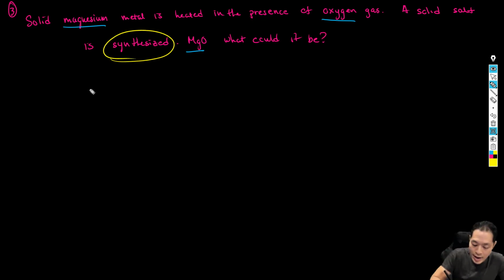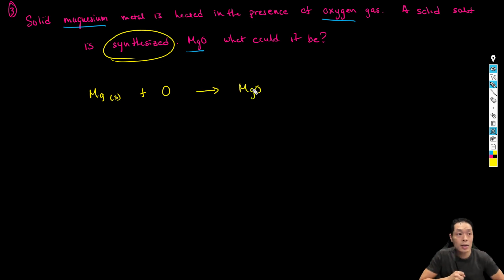So I'm going to write that out. Magnesium solid, so I'm just going to write S. In the presence of O, it is going to make MgO. As a side note, this is a gas, right? It says oxygen gas. So this is a gas, and if it's a gas, what's going to happen is it's going to follow the diatomic rule.